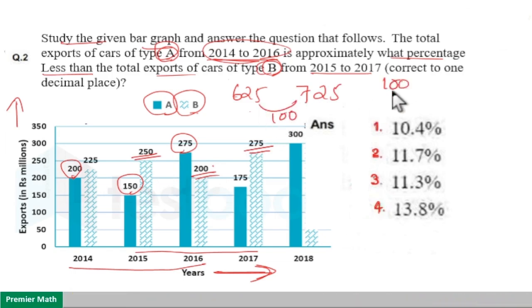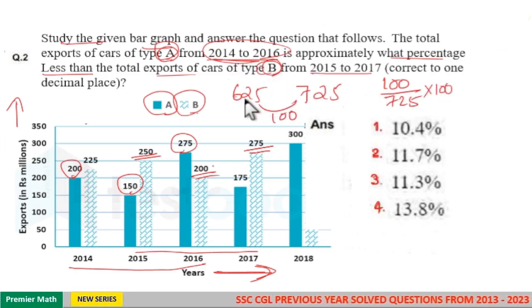So 100 is how much percentage of 725? That is our question: 625 is how much less than 725? 625 is 100 less than 725. Now the percentage is equal to 100 by 725 into 100. Now 10 percentage of 725 is 72.5 and 1 percentage is 7.25. So 2 percentage is 14.5.